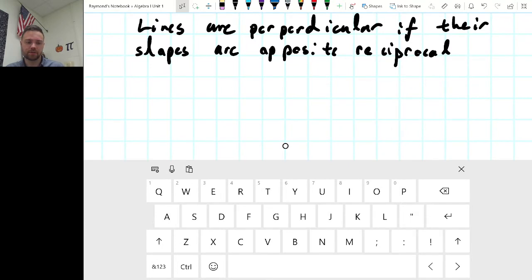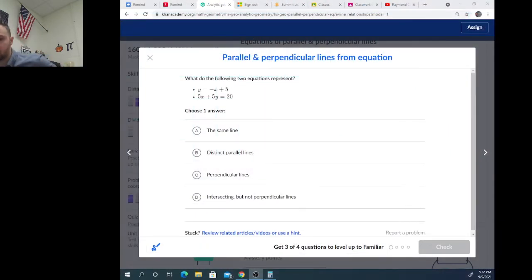So here's the first problem we're going to do. So I'm going to give you just a minute to try and figure this one out on your own, and then I'll go over it.